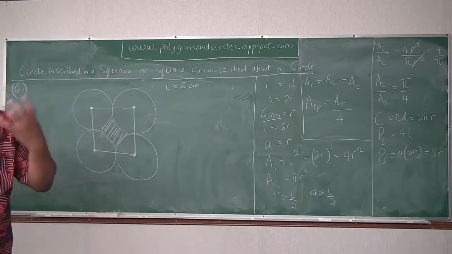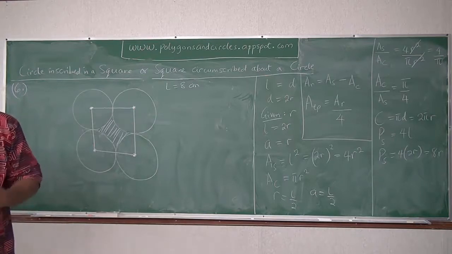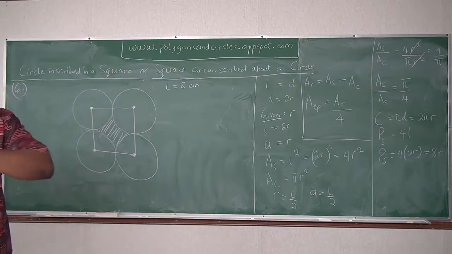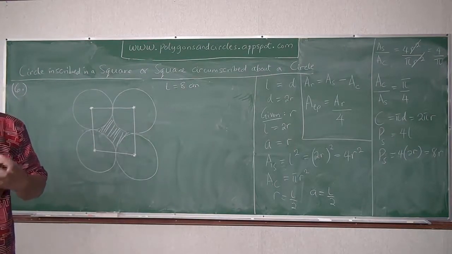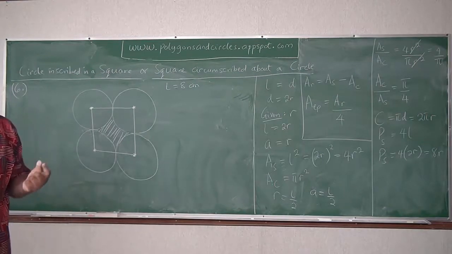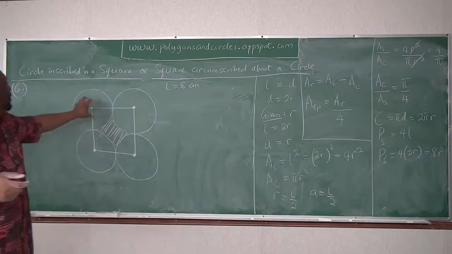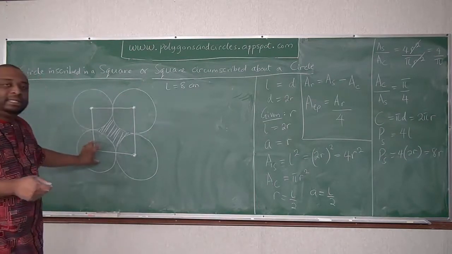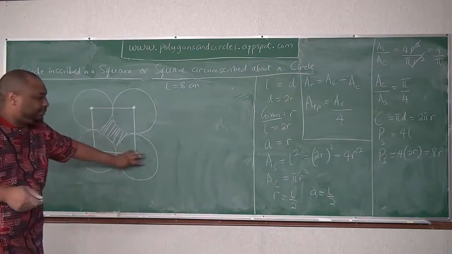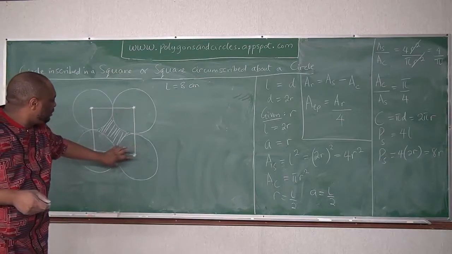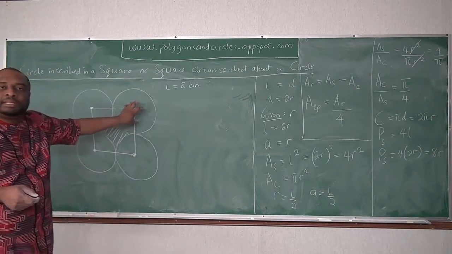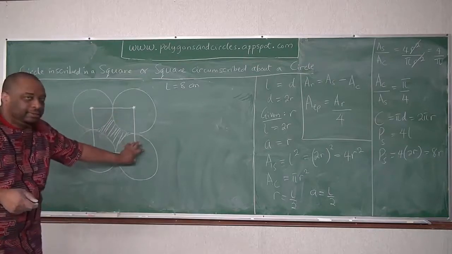The circles are congruent circles, which means they have the same radii. And each circle is tangent to 2 of the other circles. This circle is tangent to this circle and this circle, and so on for each of the four circles.